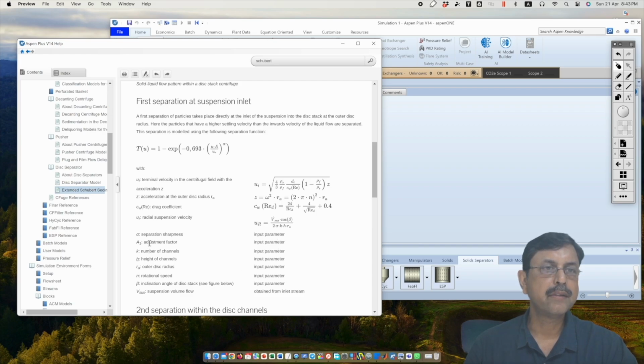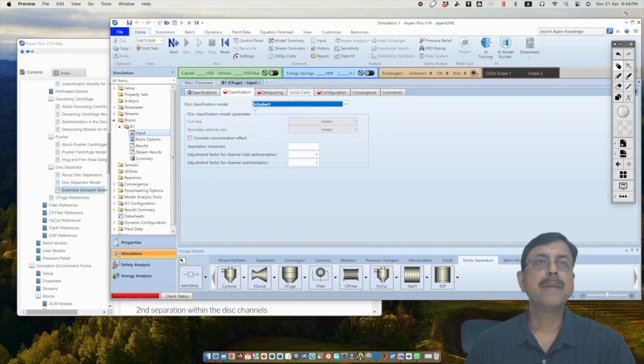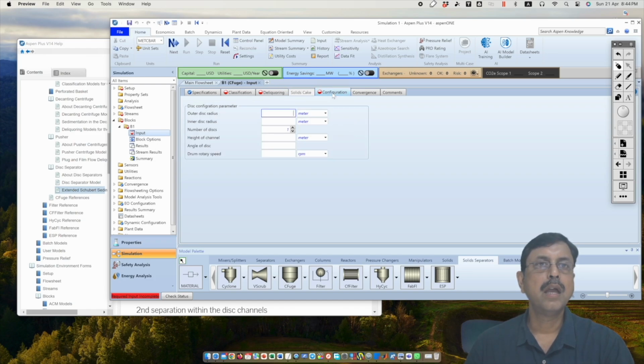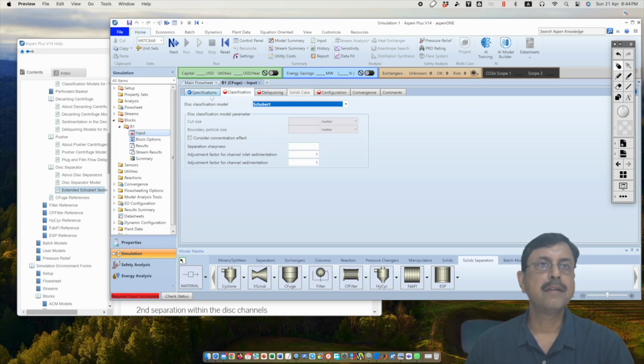You can see the separation sharpness. All of them will be useful for calculating the separation function Tu. So this is by Skubert model. Deliquoring model, we have to specify residual moisture for this classification. And the configuration I have already said.